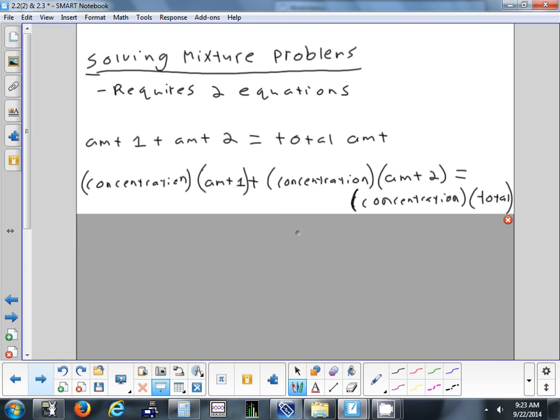Now, a shortcut to this is to think of the substitution in your head. Okay, if you can do the substitution in your head, you won't really need 2 equations. You can do it with 1. Okay, but I'll set it up as 2, and I'll do the substitution out so you can see it.